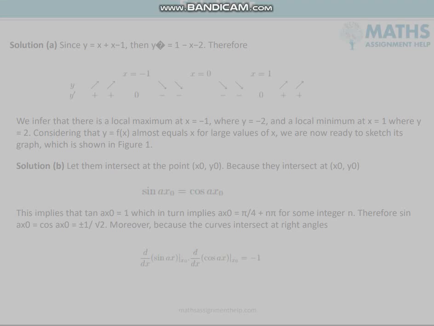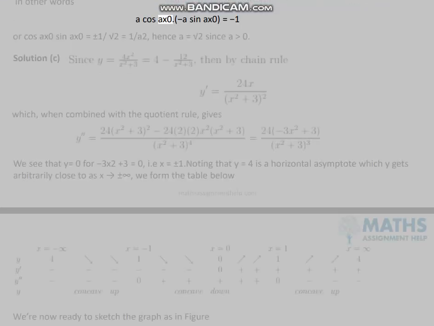Solutions. In other words, a cos x0 minus a sin x0 equals minus 1, or cos x0 sin x0 equals plus or minus 1 over square root 2 equals 1 over a square root 2, hence a equals square root 2 since a is greater than 0. Solution C.